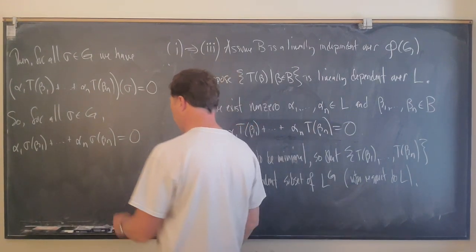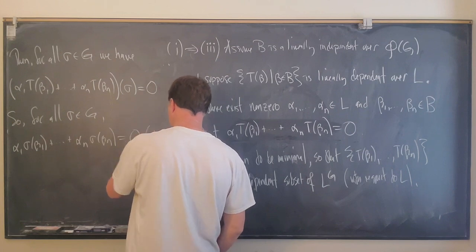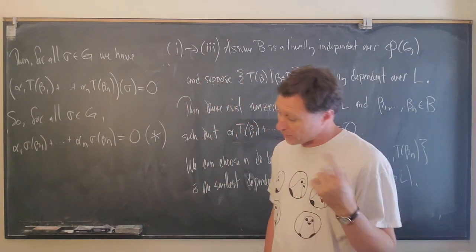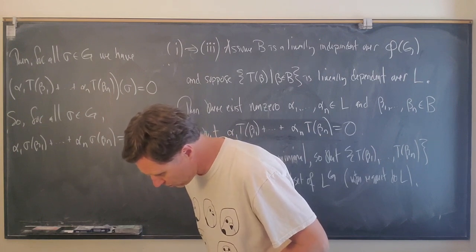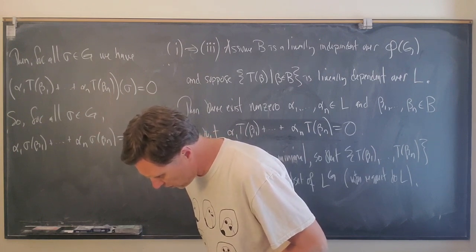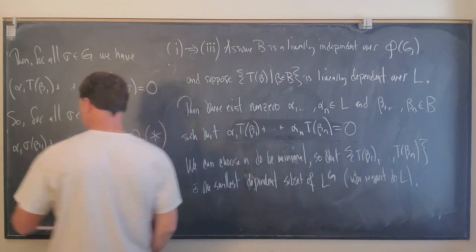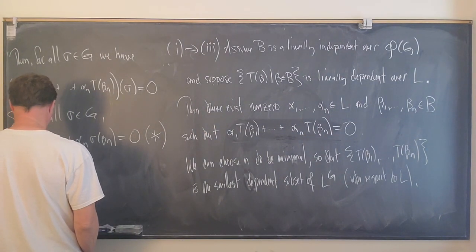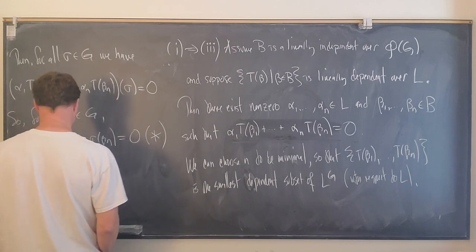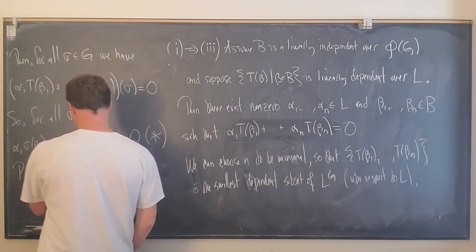And I'm going to need this equation in a second, so I'm going to label that one star, and I'm going to have a double star in just a second. So now what am I going to do? I'm going to pick a couple of elements. This part of the proof is kind of intricate here. So let's pick a sigma and a tau in capital G.